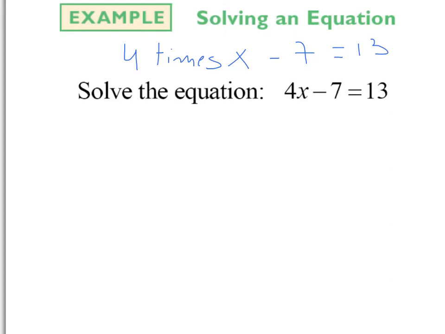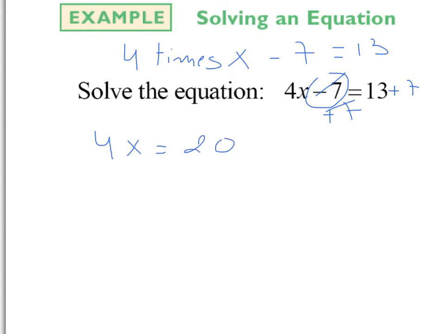Well, the first step: when we have 4x, we need to eliminate 7, right? So we can add 7 to both sides, or we can just move negative 7 to the right side and change the sign, so it will be positive 7. Either way, it will work. Now here we have 4x equals 13 plus 7, which is 20.